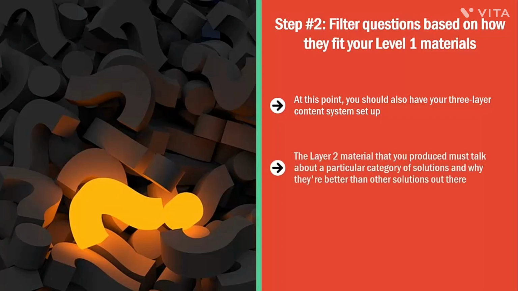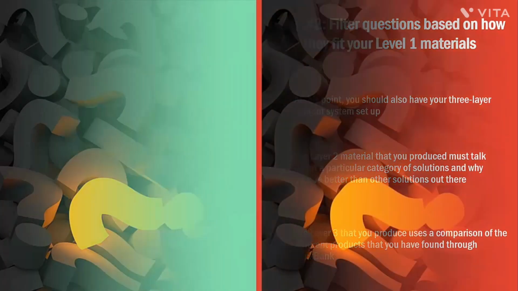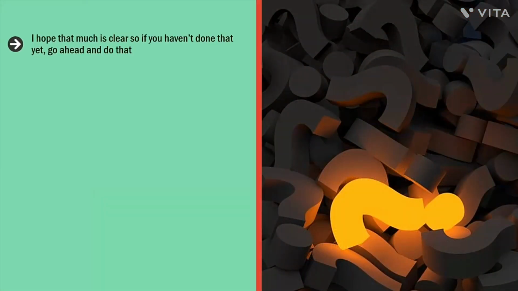The layer 2 material that you produce must talk about a particular category of solutions and why they're better than other solutions out there. The layer 3 that you produce uses a comparison of the different products that you have found through Clickbank. I hope that much is clear, so if you haven't done that yet, go ahead and do that. The key here is that your content must answer key questions that your audience members would have in mind when looking for solutions.